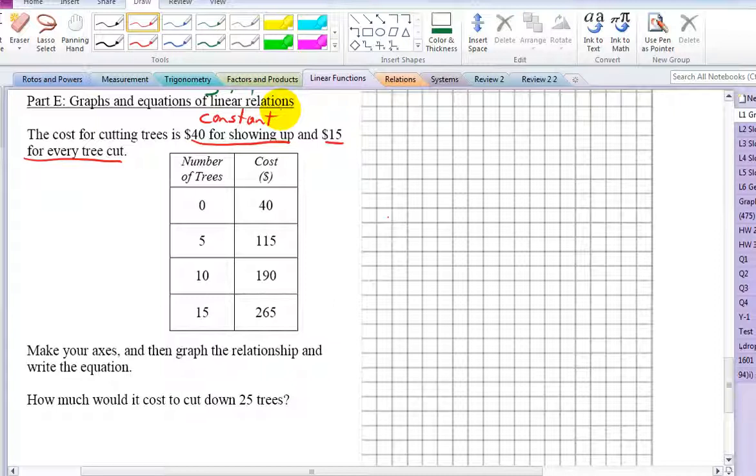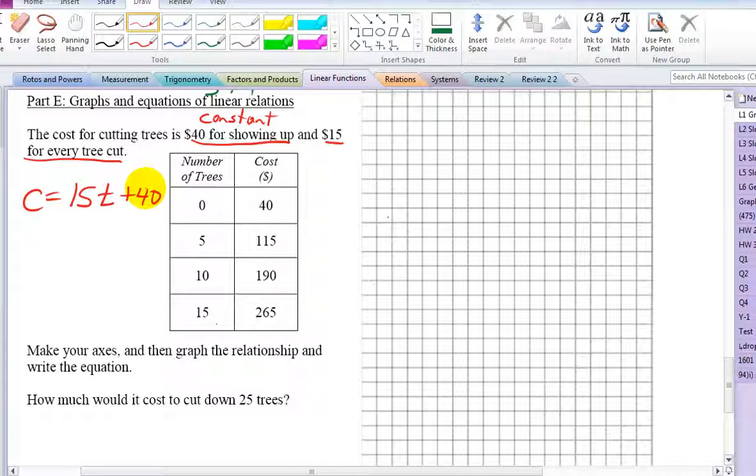Okay. What about $15 for every tree? Ignore the 40. If he cuts 1 tree, he would get 15. 2 trees? 4 trees? 45? Okay. So what are you doing with the number of trees and 15? Multiplying. Okay, so the cost equals $15 times how many trees he cuts plus the constant, or $40 just for showing up.